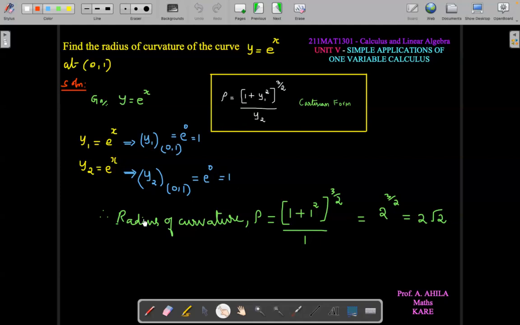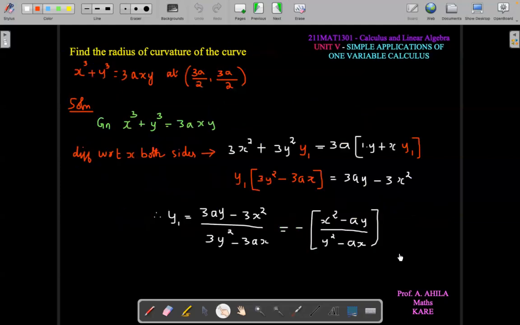It's a simple problem. Therefore, substitute in the formula radius of curvature rho equal to 1 plus y1 is 1, as well as y2 is also 1. So 1 plus 1 square the whole power 3 by 2 by 1. 1 plus 1 square, that is 1 plus 1, which is 2. 2 power 3 by 2 means 2 root 2. So it's a simple problem. You can expect it for 2 marks even.